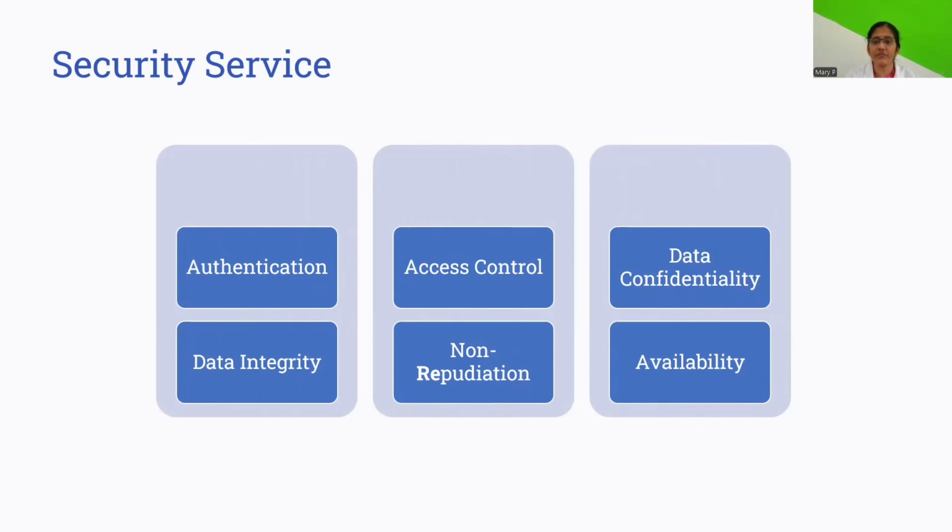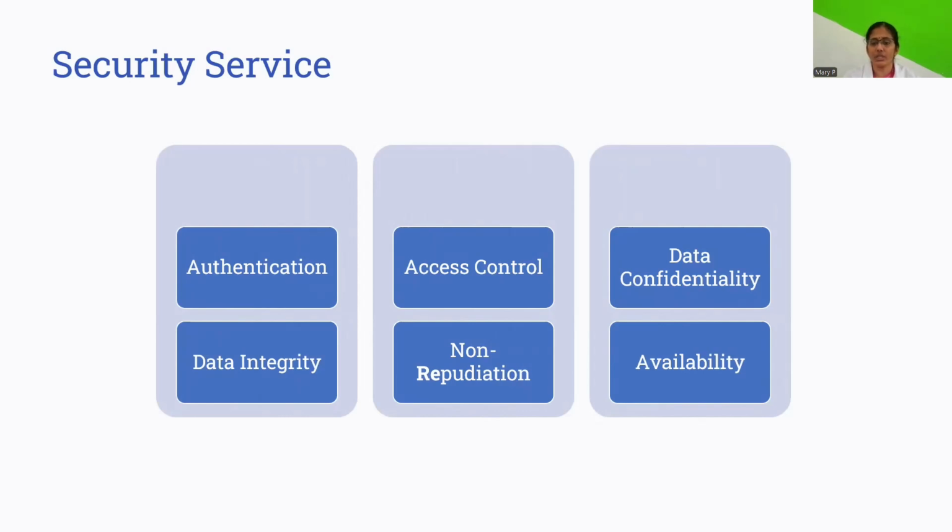Then the third one is data confidentiality. That means we have to securely send the data, and that data is not open to all. Protection of data from unauthorized disclosure is called data confidentiality. Then the fourth one is data integrity. What do you mean by data integrity? It is the assurance that data received is as sent by the authorized entity. That means during the transmission, the data cannot be altered. That is called data integrity.